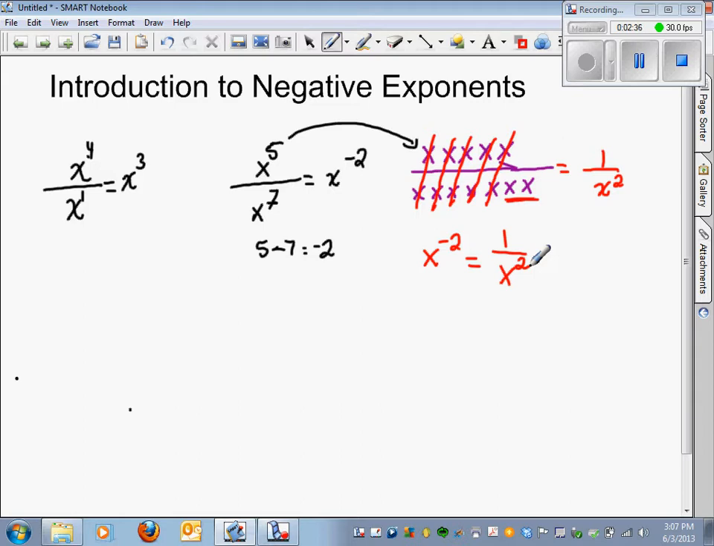A reciprocal, in easy terms, is simply taking your numerator and your denominator and flipping them. X to the negative 2 has the numerator, the base is x, the denominator is 1. If you take that and flip it, put the denominator into the numerator, and then take the x and put it in the denominator, we get 1 over x squared. These 2 things have to be equivalent.